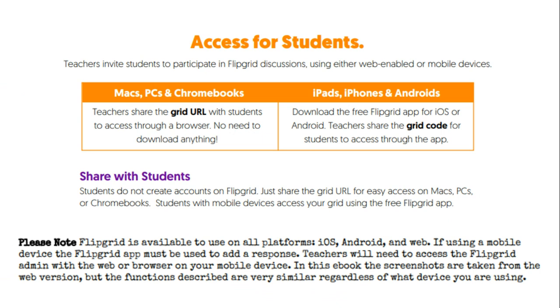Now, you'll see here that Chromebooks and PCs are separated from iPads, iPhones, and Androids. That's because there is a Flipgrid app that's available to use the grid code. And if they are on a PC or Chromebook, they can just use the grid URL, or they could use a code or QR codes actually as well, which I'll show you in a minute.